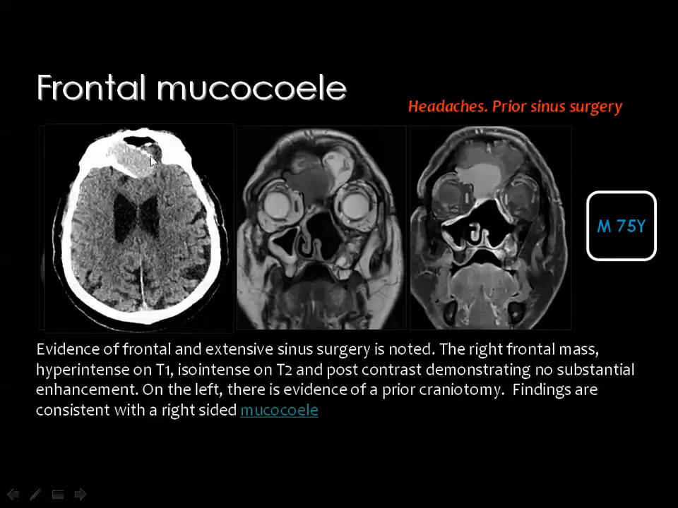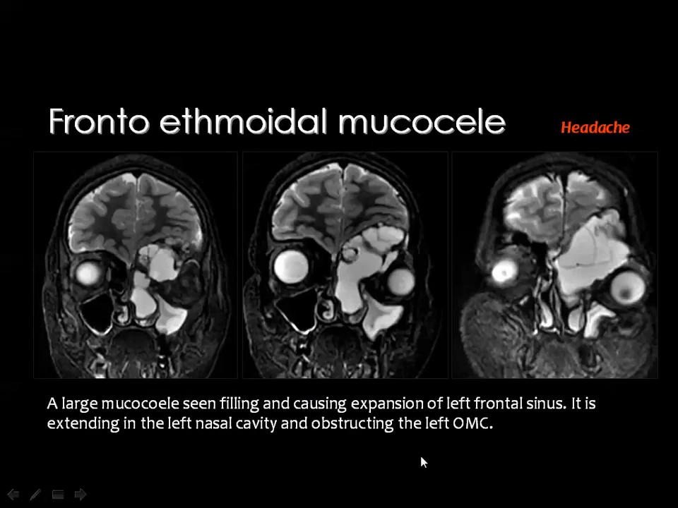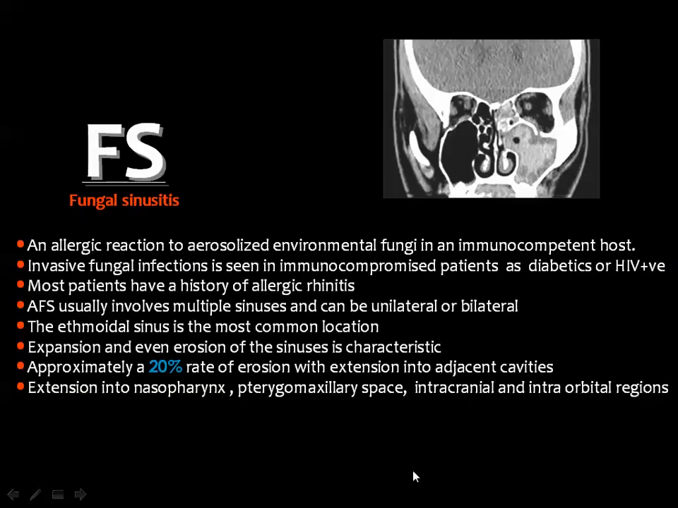And this is the appearance of a frontal mucocele with bony expansion on the right side. Frontoethmoidal mucocele by MRI, you see the expansion of the frontal sinus as well as the ethmoidal air cells encroaching on the ostium of the left maxillary sinus, which accumulates secretions.